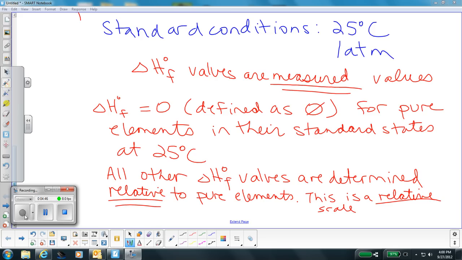We'll learn later about entropy and Gibbs free energy. Entropy, it turns out, is not a relative scale, it's an absolute scale because there's a true 0. At 0 Kelvin, 0 Kelvin is the coldest temperature possible, entropy is 0. Not relative, absolute. Gibbs free energy, again we'll learn about that later, is a relative scale just like heats of formation are a relative scale. And again, we will learn more about those later.